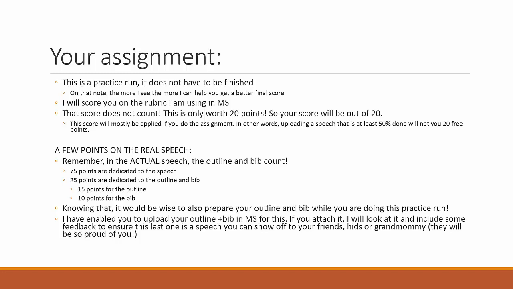Knowing all of this, please listen to me here: it would be wise to also prepare your outline and your bibliography while you're doing the practice run. While you're writing your speech, be writing your outline and your bibliography. I am enabling you to upload your outline and bib in Media Share for this. Just do them as one document, your outline with the bib at the end. If you attach it, I'll look at it.